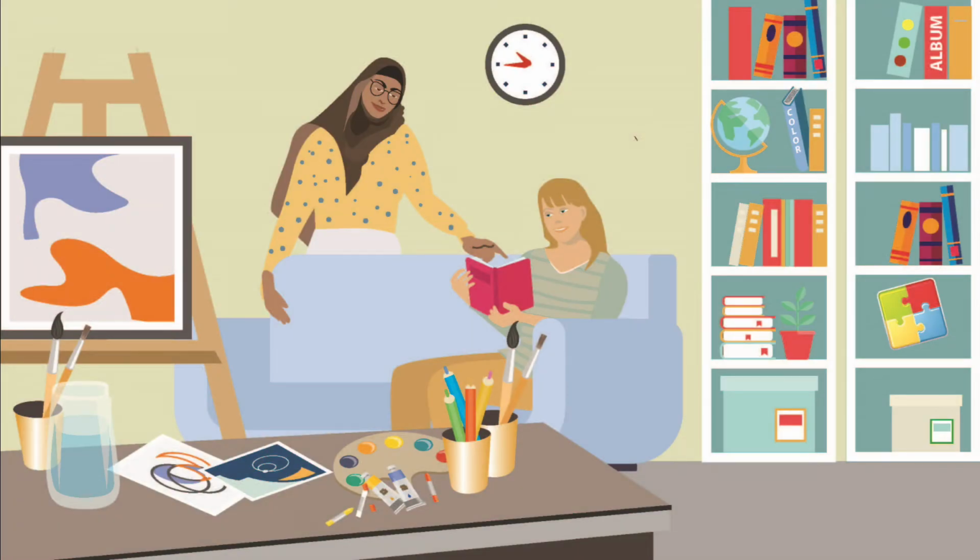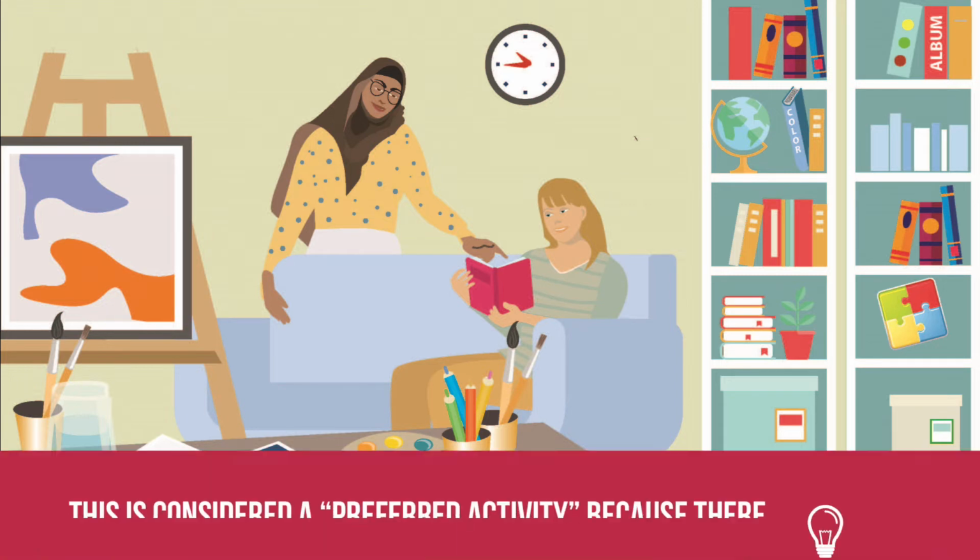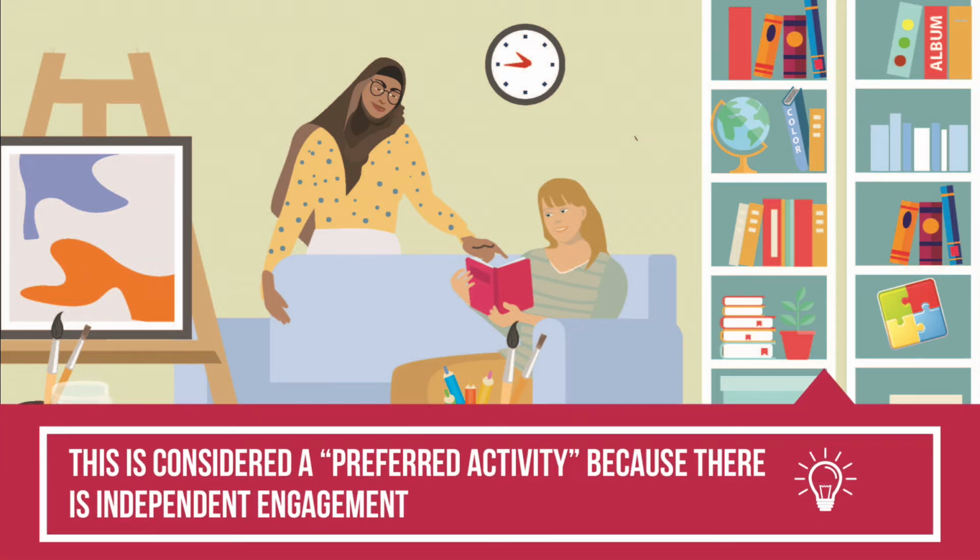Katie, who enjoys reading, enters the environment and sees a reading station with different books, a sensory station, and tabletop activities. She approaches the reading station, picks up a book, and sits on the couch to read independently until lunch. Although Katie required minimal staff interaction to engage in the activity, staff are still present to assist in reading certain vocabulary as needed. This is considered a preferred activity because there is independent engagement.